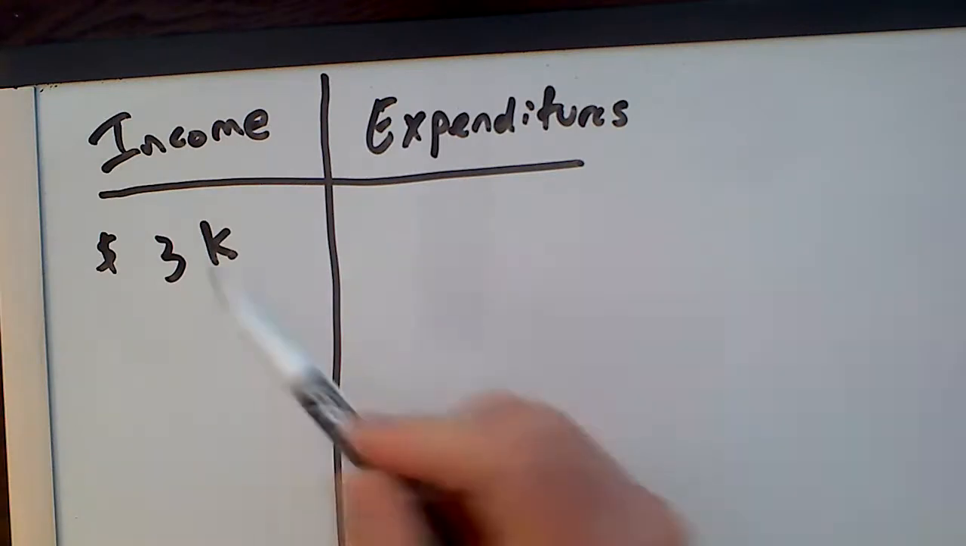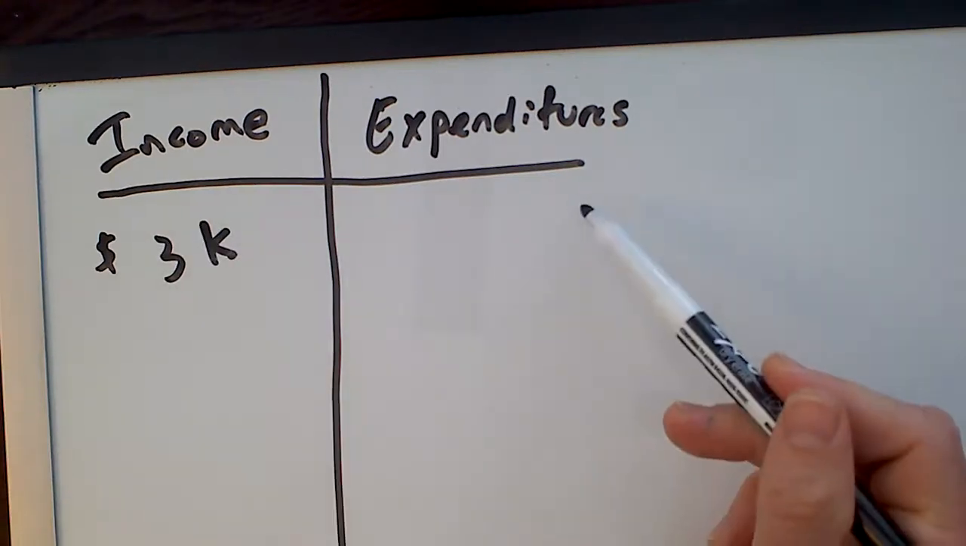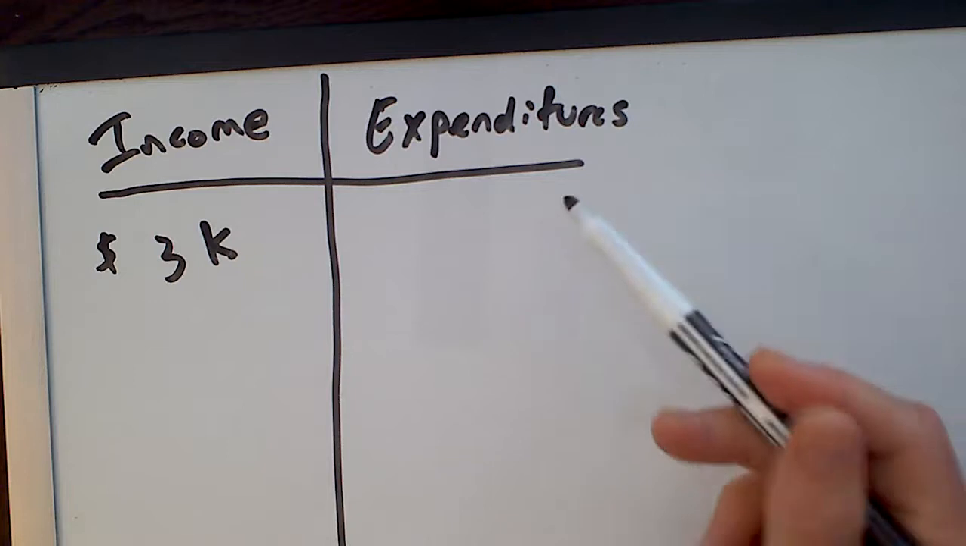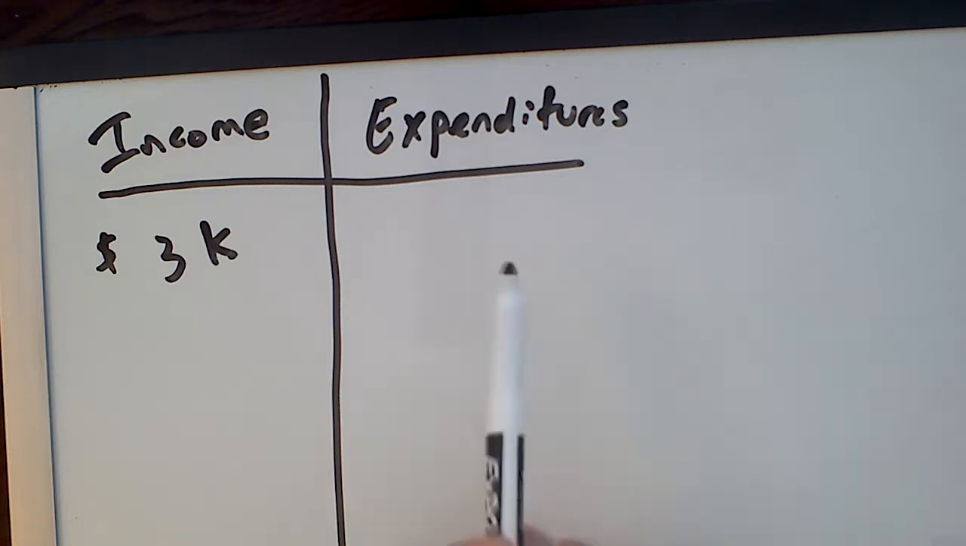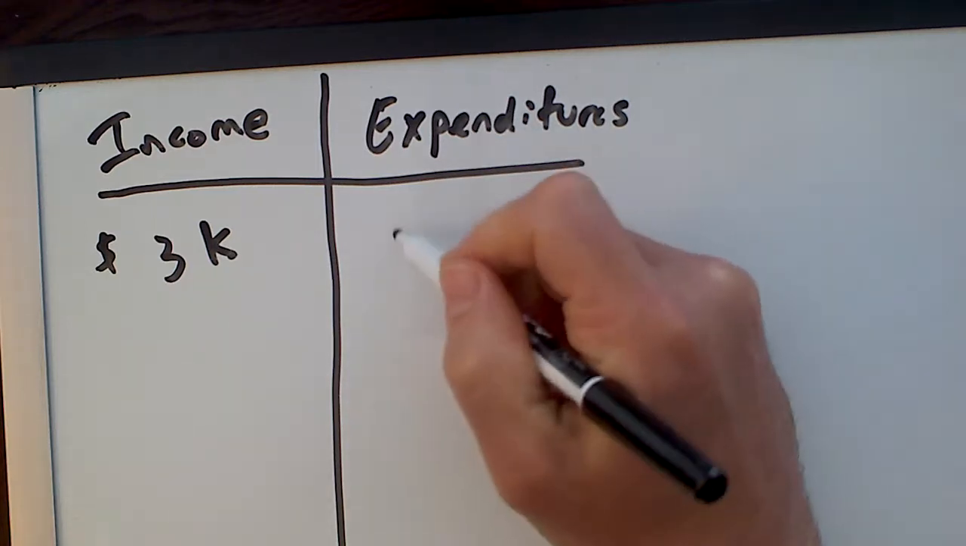The general rule is you want to make sure that your income is larger than your expenditures. If you had expenditures larger than your income, you could probably get away with that in the short term as you run up a credit card bill, but eventually the bills are going to come due. And so the goal is to spend less than you make.